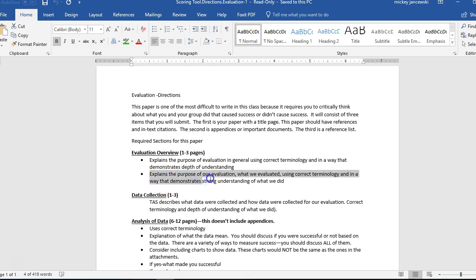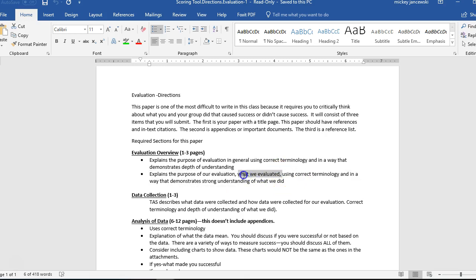Then you will describe the purpose of our evaluation. And our purpose is slightly different because there's many reasons why evaluation occurs. We did not evaluate all of those pieces. So you're going to explain the purpose of our evaluation, using correct terminology in a way that demonstrates what we did.